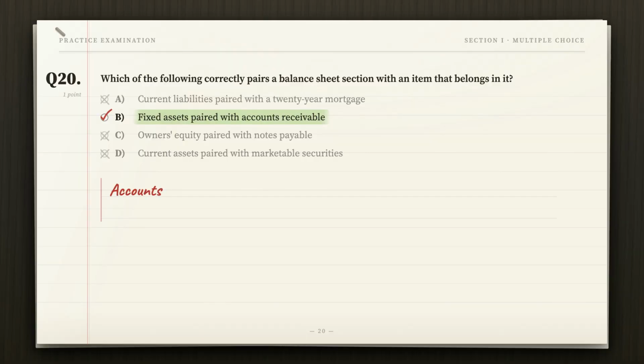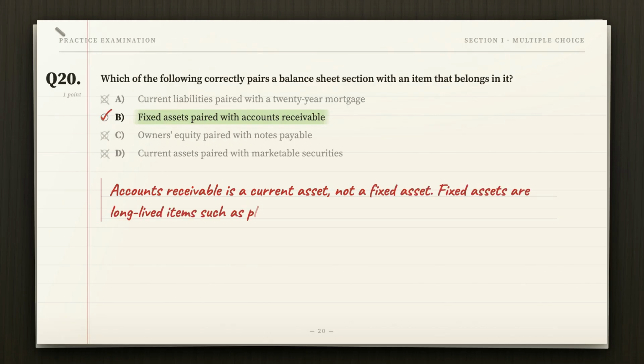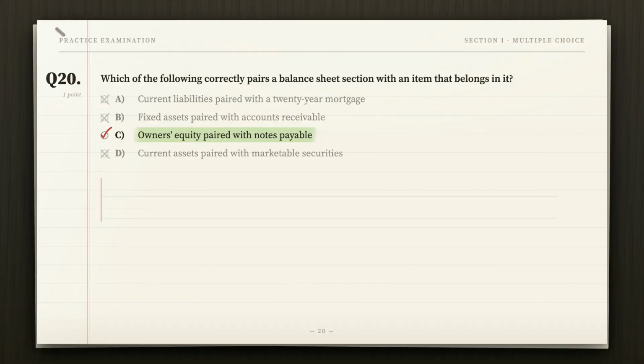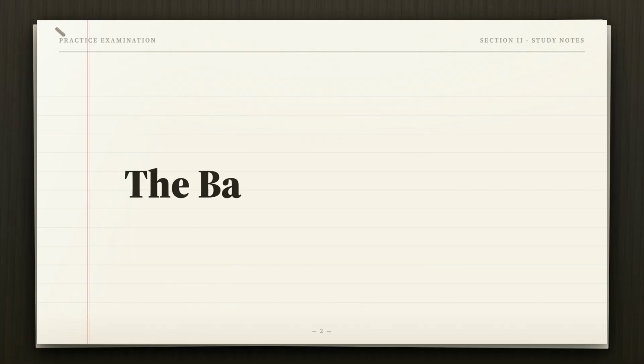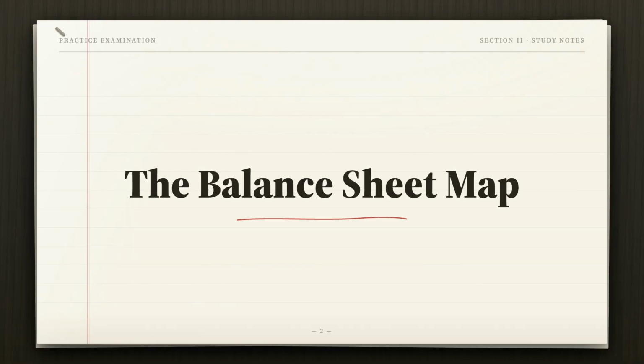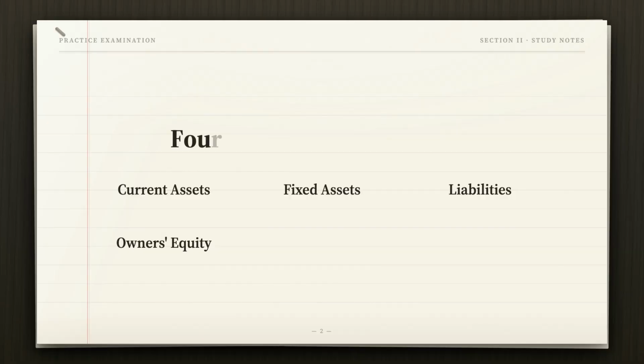B is wrong because accounts receivable is a current asset, not a fixed asset. Fixed assets are long-lived items such as plant and equipment. C is wrong because notes payable is a current liability, not owner's equity. Equity covers common stock, paid-in capital, and retained earnings. Every balance sheet question comes down to one skill: knowing which section an item belongs to. Master the map and classifying becomes automatic. Miss it and even easy questions turn into guesswork.